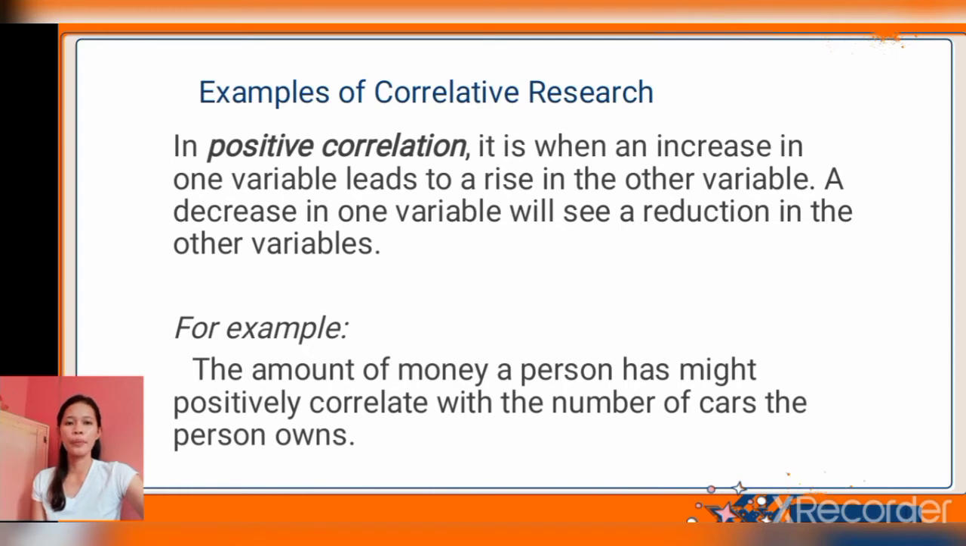Like for example, the amount of money a person has might positively correlate with the number of cars the person owns. So it is basically a positive correlation because the amount of money and the number of cars are positively correlated with each other. Because if you have a lot of money, you can probably have many cars.